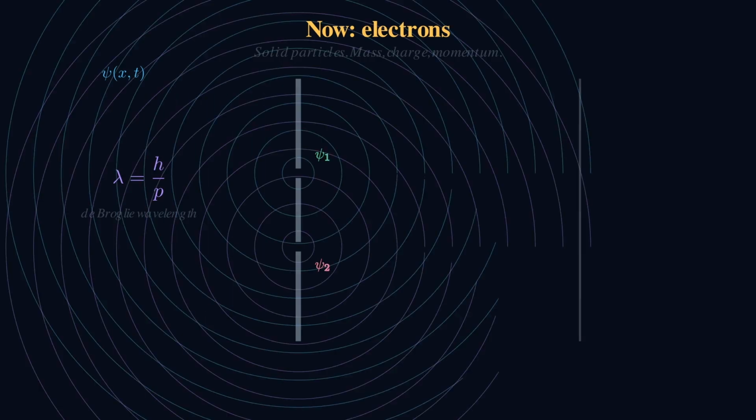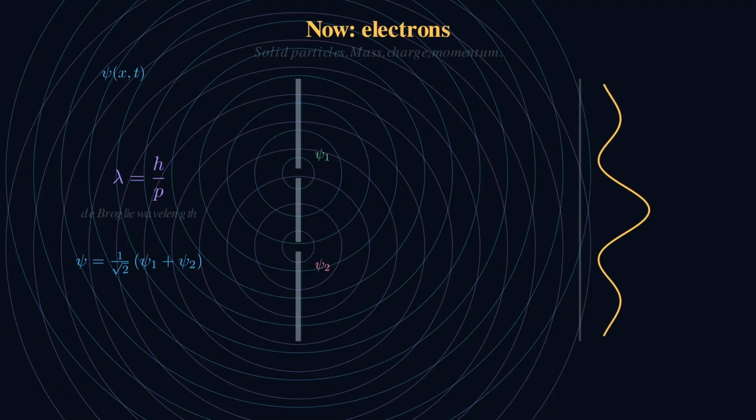The wave hits both slits at once. From each slit, a fresh wavelet emerges. We label them psi1 and psi2. The total wave function on the right side of the barrier is the superposition. Psi equals 1 over root 2, times the sum of psi1 and psi2. The Born rule then gives the probability density on the screen, the modulus of psi squared. And that probability density shows fringes. Identical, mathematically, to the wave case. Single particles, producing a wave pattern.